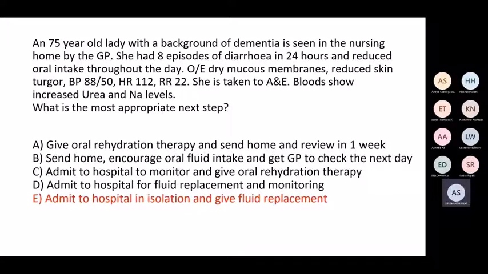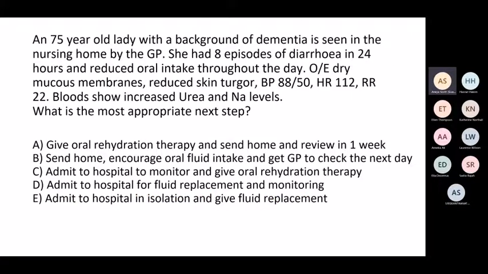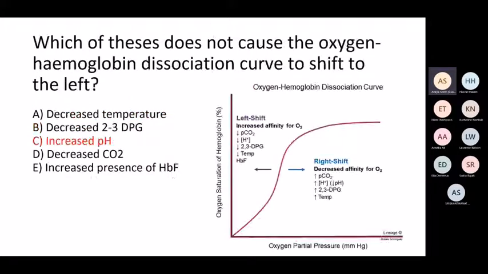So what was the question in the chat? So the question was, sorry, just on the previous oxygen dissociation curve question, wouldn't a high pH cause a left shift?